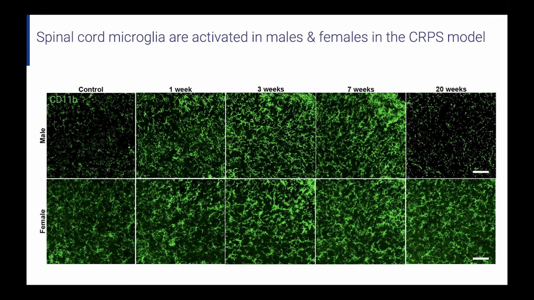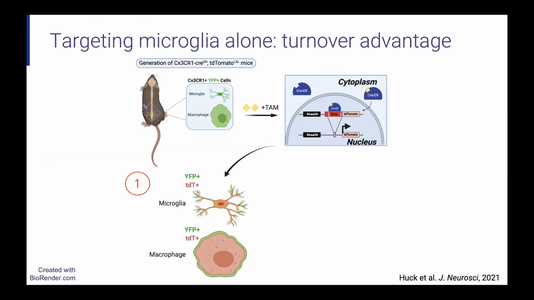But we then wanted to be able to manipulate these cells. So it was interesting that they are activated, whatever that means, but we wanted to know if actually modulating these cells made a difference to the transition to chronic CRPS, specifically to the pain phenotypes that we're able to detect. So we use this trick of glial cell turnover compared to peripheral myeloid turnover.